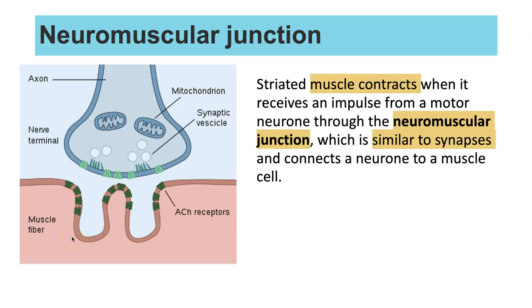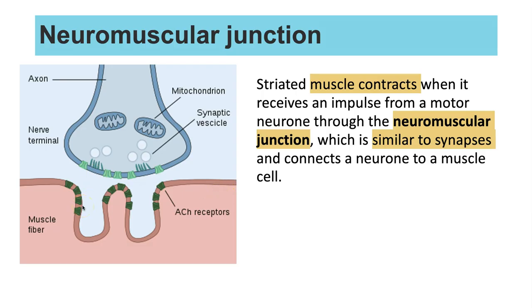Striated and skeletal muscle contracts when it receives an impulse from a motor neuron. So this is the connecting point between what you would have learned in the nervous system to then in muscles, because muscles are an effector. So through the neuromuscular junction, we then get the neurotransmitter diffusing across, which is very similar to a synapse. And this is then what results in the muscle contracting.